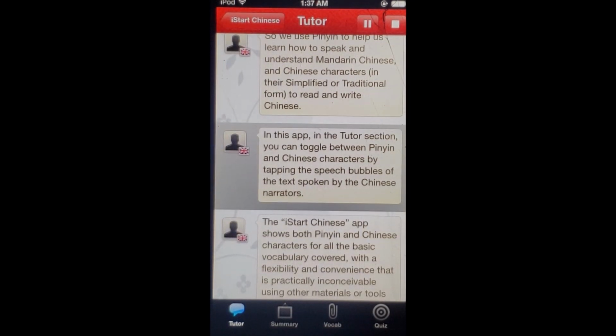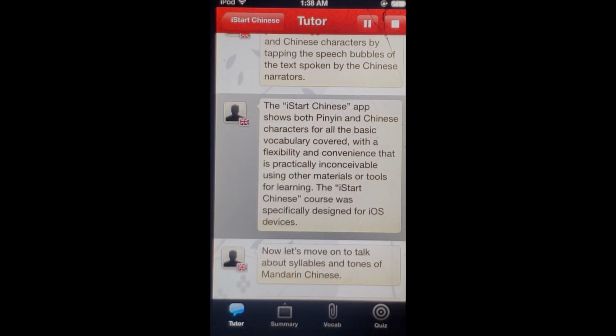In this app, in the tutor section, you can toggle between pinyin and Chinese characters by tapping the speech bubbles of the text spoken by the Chinese narrators. The iStart Chinese app shows both pinyin and Chinese characters for all the basic vocabulary covered, with a flexibility and convenience that is practically inconceivable using other materials or tools for learning. The iStart Chinese course was specifically designed for iOS devices.